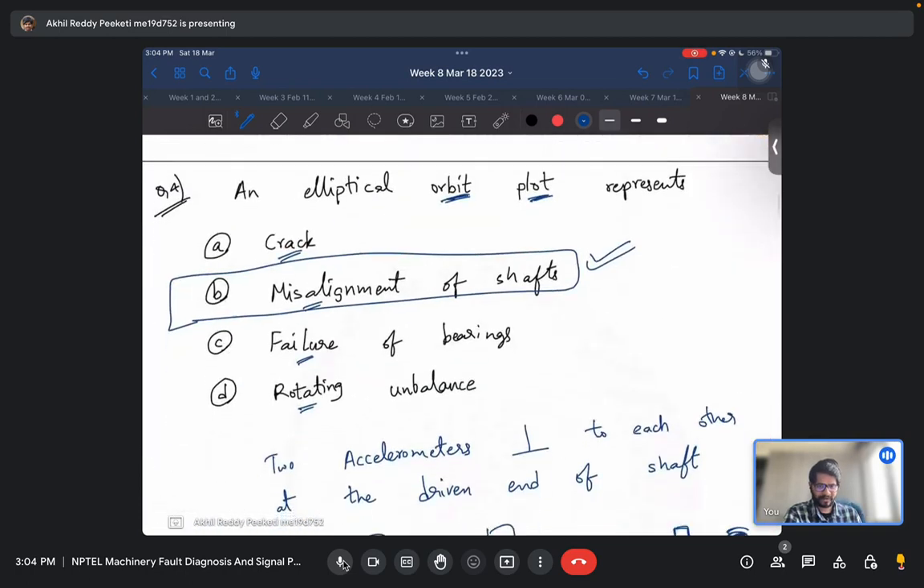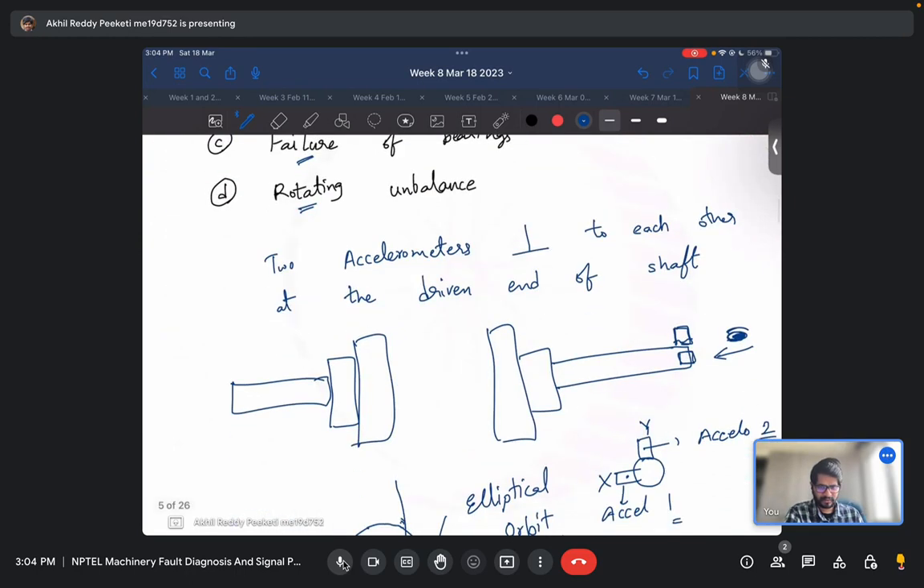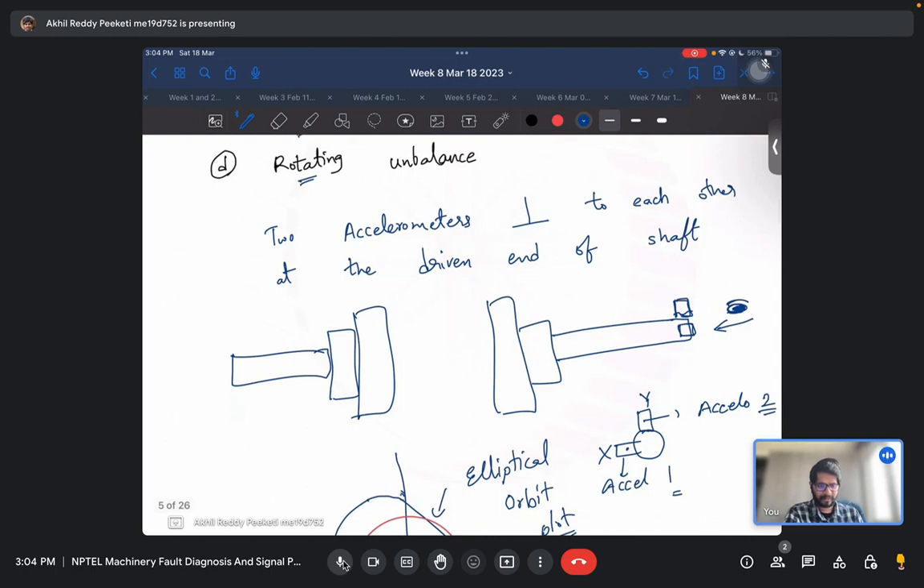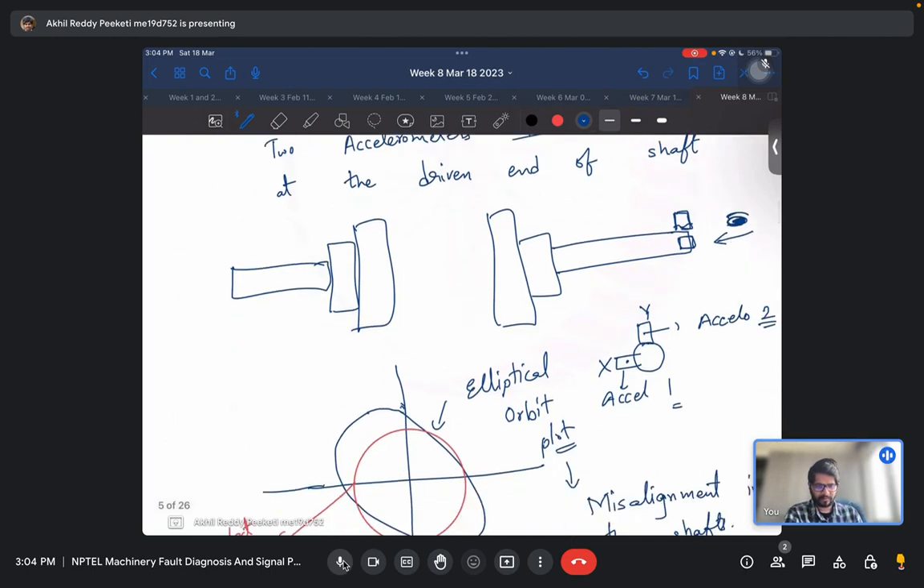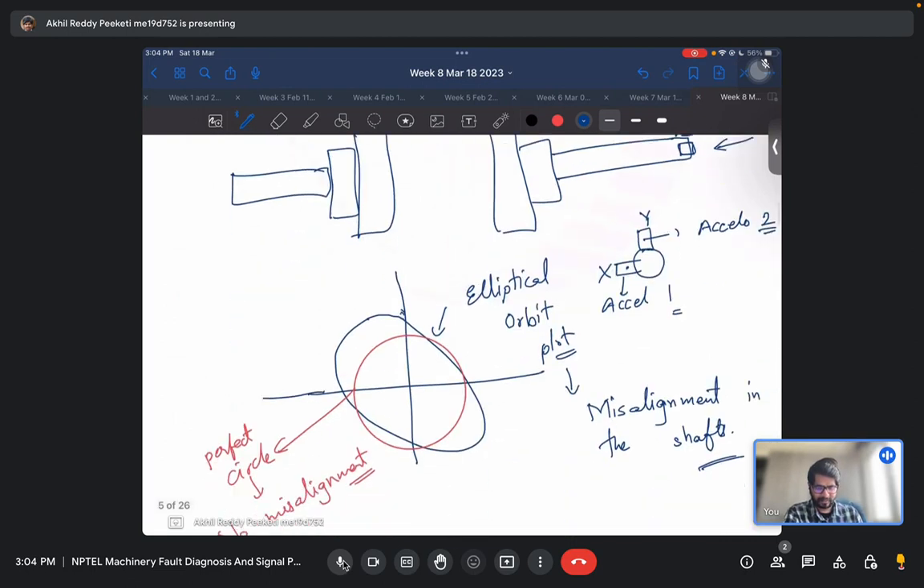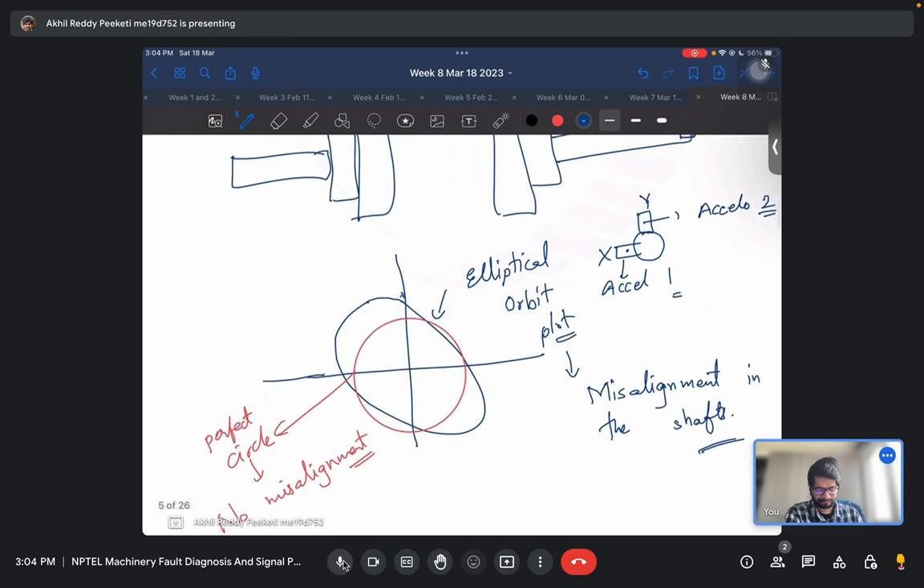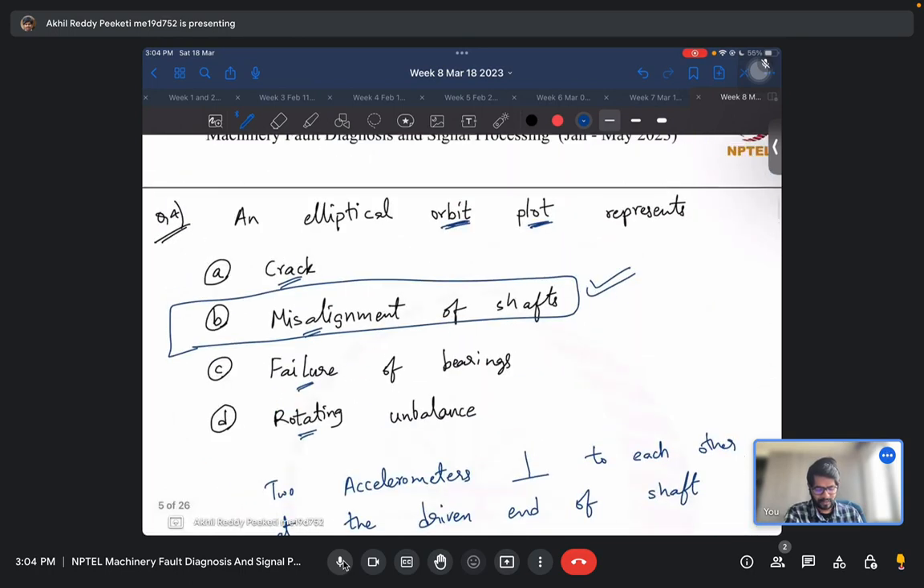One more way to identify if there is any misalignment is to have two accelerometers, keep them perpendicular to each other on one of the shafts, and then plot an orbit plot between these two. If it is elliptical in nature, then it also represents some misalignment in the shafts. If it is a perfect circle, then that means there is no misalignment. Okay, so an elliptical orbit plot represents the misalignment of the shafts.